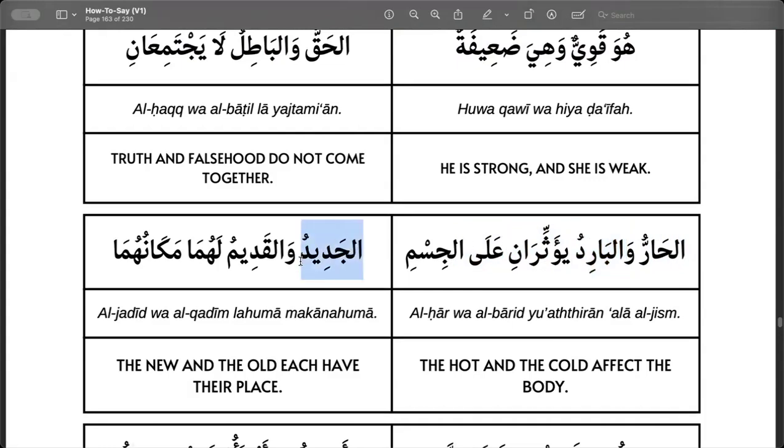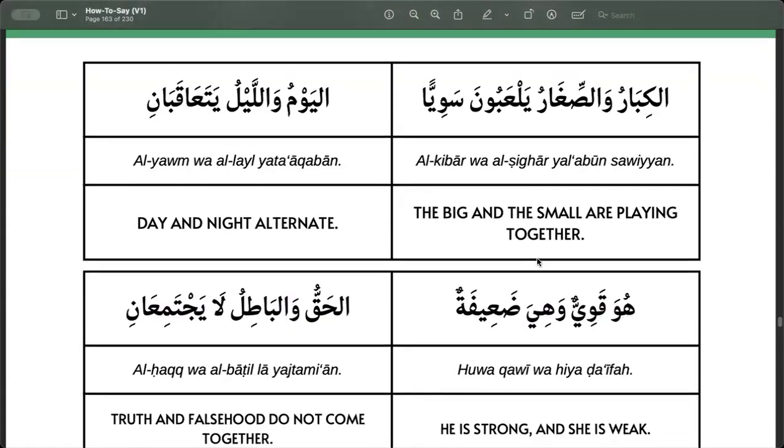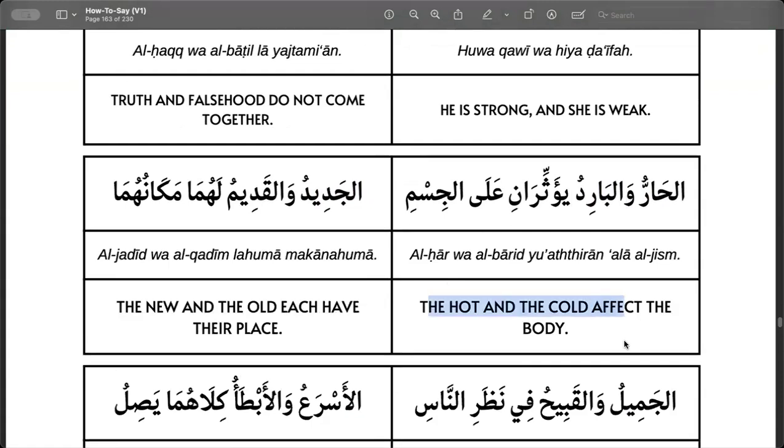الجديد, what's the opposite of جديد? قديم. So الجديد والقديم, the new and the old, لهما مكانهما. For each of them, they have their place. There is a place for the new, there is a place for the old. تمام. So all these sentences that you learn, try to cover them once you're done, and then try to derive it from the English itself.